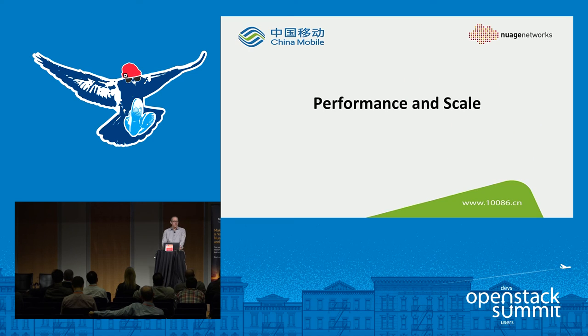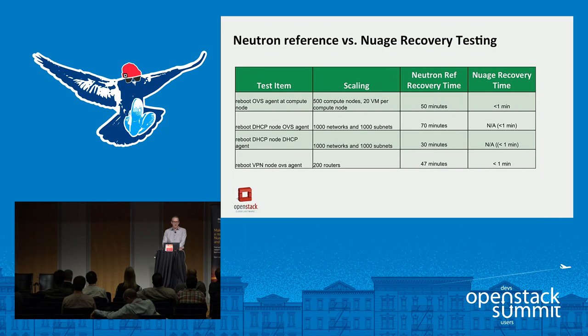So there was a slide that Sharko presented earlier about the Neutron reference performance. I've blathered on for a number of minutes about architecture, but architecture is very nice. What happens when you actually try and compare performance? So here's the same chart that Sharko presented earlier showing the four test cases. And there were a bunch of additional test cases in various other flavors showing recovery time. So instead of 50 minutes, you're looking at less than a minute to recover from a reboot of a VRS at a compute node. Same, less than a minute.